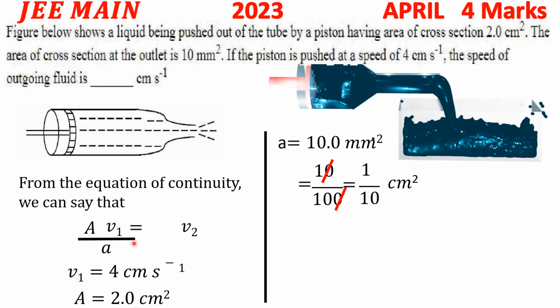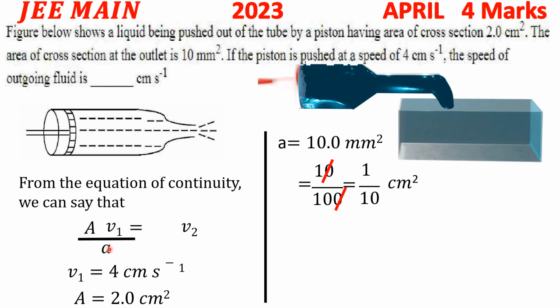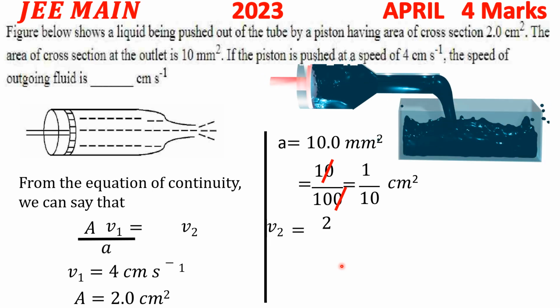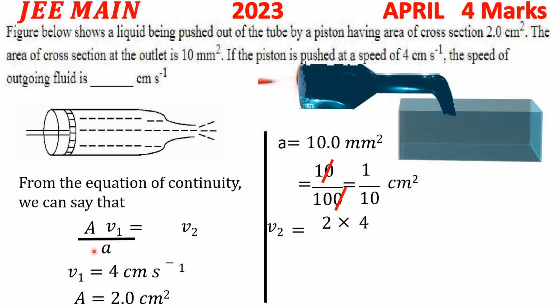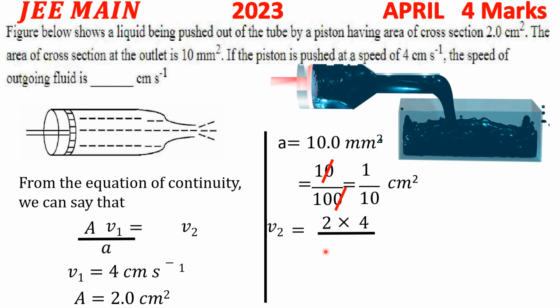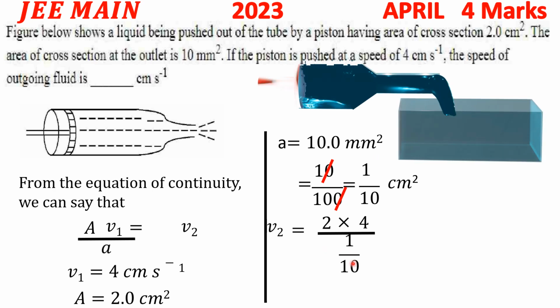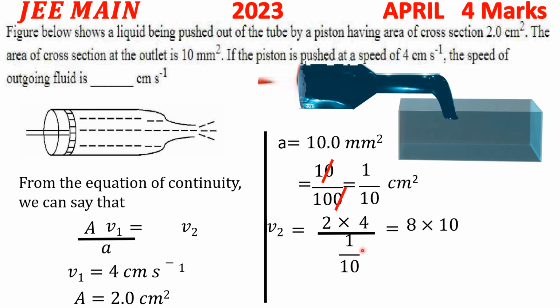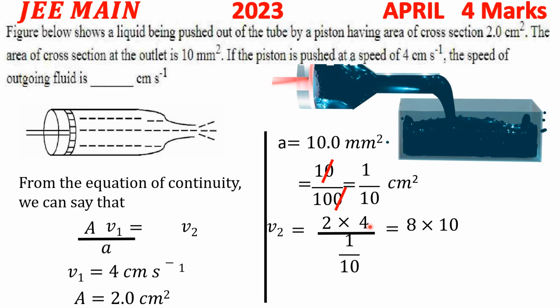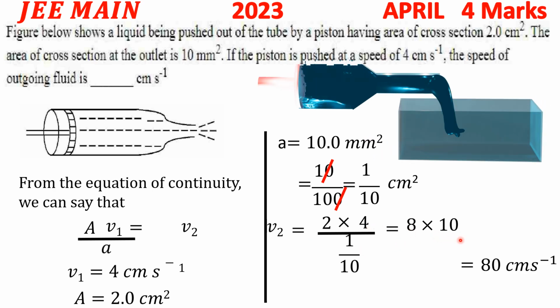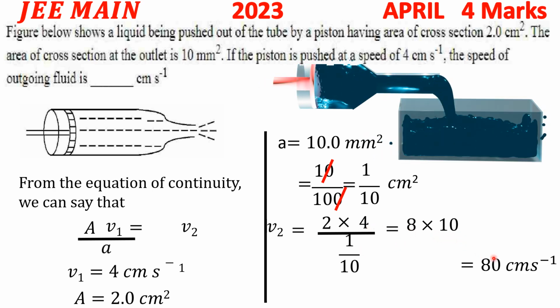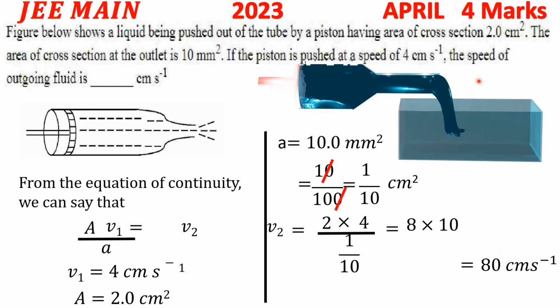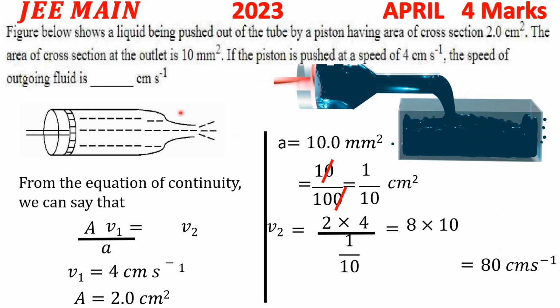Now we have these three values, capital A, V1, and small a. Substituting these values in this equation, we get 2 into 4 divided by 1 by 10. By taking the reciprocal, we get 2 into 4, 8, 8 into 10, we get 80 centimeter per second. This is the speed of the outgoing fluid.